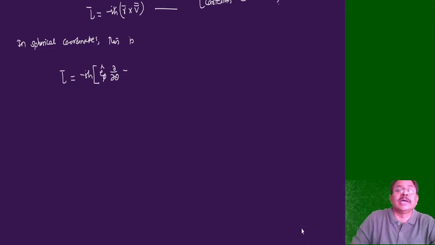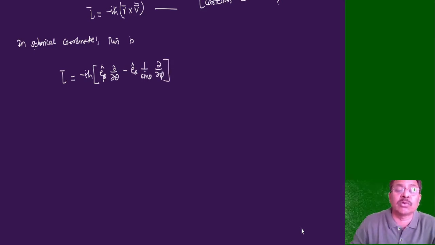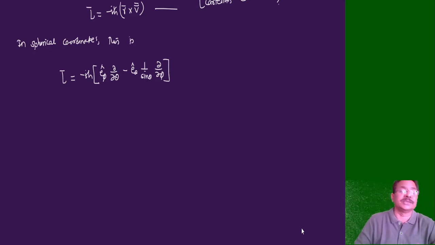So this is given by e_theta cap. This e_theta cap is the unit normal vector in the theta direction. So it is given by 1 upon sine theta into delta upon delta phi. This is the cross product of R bar cross V bar in the spherical polar coordinate system. This comes like this, that is to be understood. So this is the L operator in the spherical polar coordinate system.